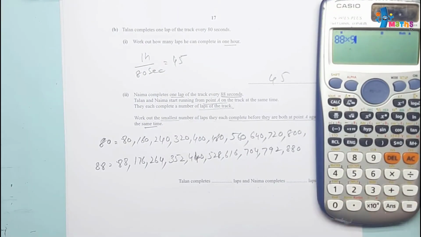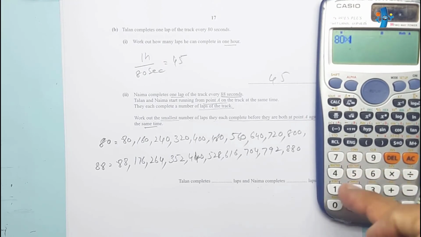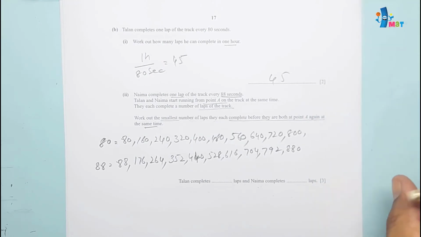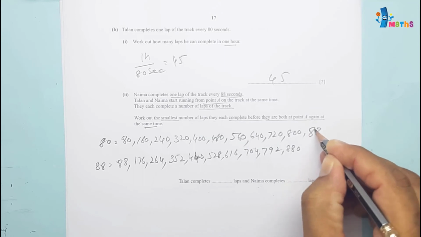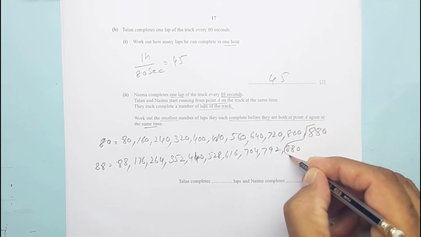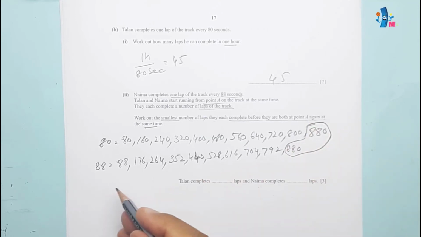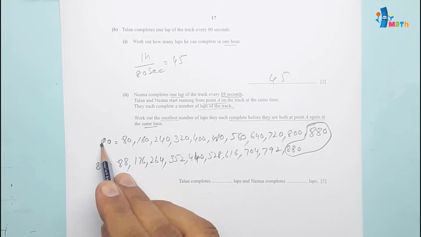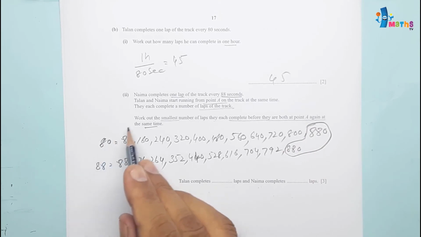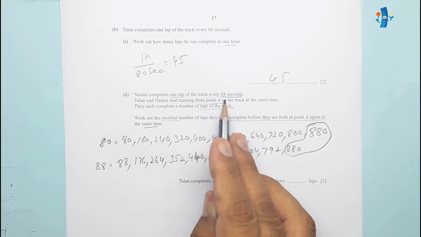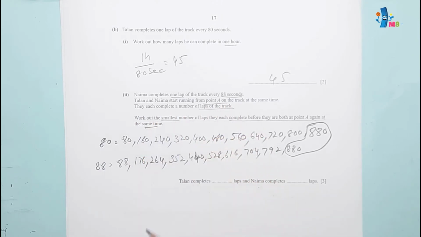80 multiplied by 11 will be equal to 880. We got the number 880 is common in both of these. So this will be 880 for this one.